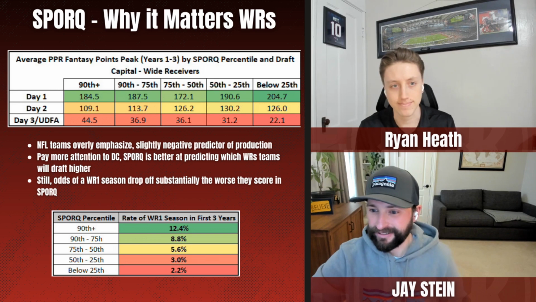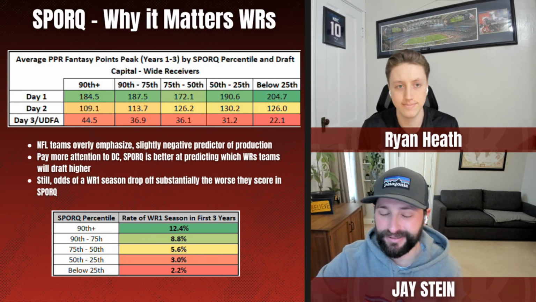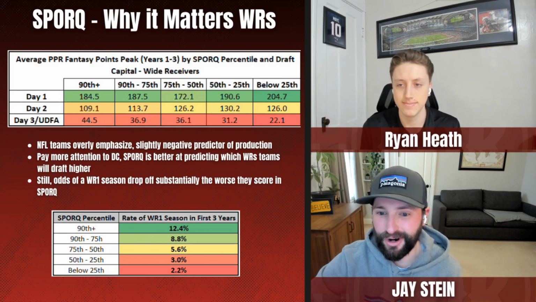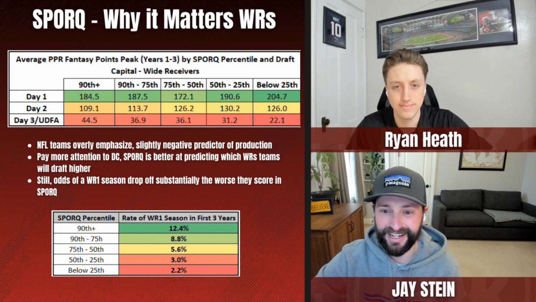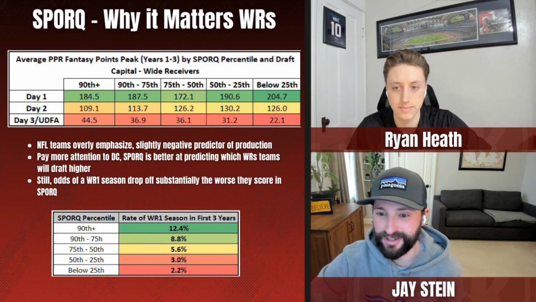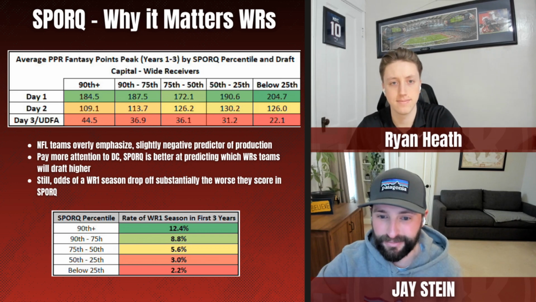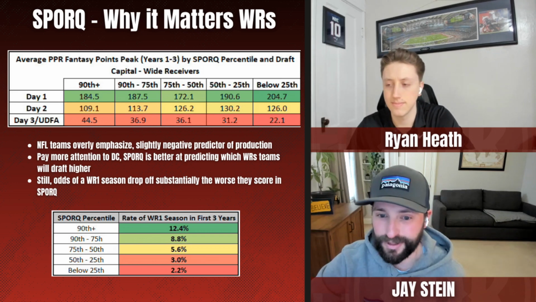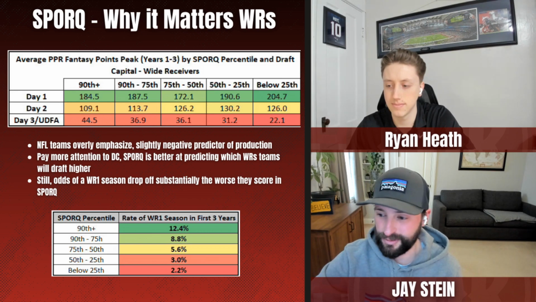That's a great perspective. No need to double count. That's something we hear all the time. If you're looking at the numbers, if you already know he's super athletic, we don't need to count it twice. And then finally here, the odds of a wide receiver one season still drop off substantially the worse they score in Sporq. So you're still getting a little bit of odds of a wide receiver one season, the higher Sporq is, even with some of those things we talked about before.